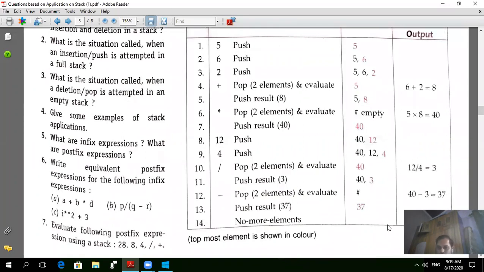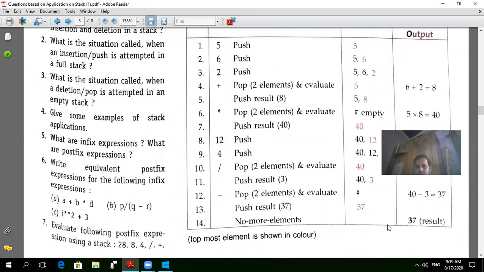I hope this topic is clear to all of you. How we will evaluate any postfix expression, either in terms of operands or in terms of values.